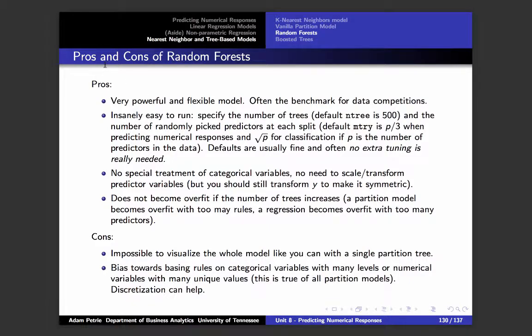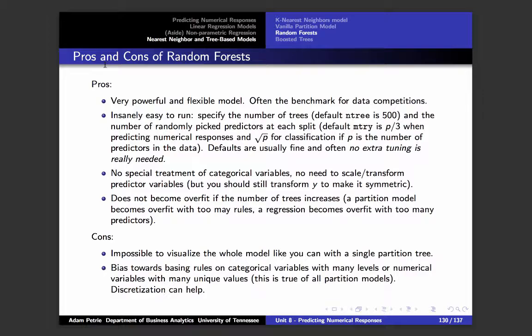All right, so pros and cons of random forest. It's almost all pros here. Very powerful, very flexible. It's the benchmark for data mining competitions. You don't have to scale your data. You don't have to transform your data. You only have to worry about potentially discretizing your data values if you have too many unique values in terms of levels of categorical variables or numerical values of a predictor here.